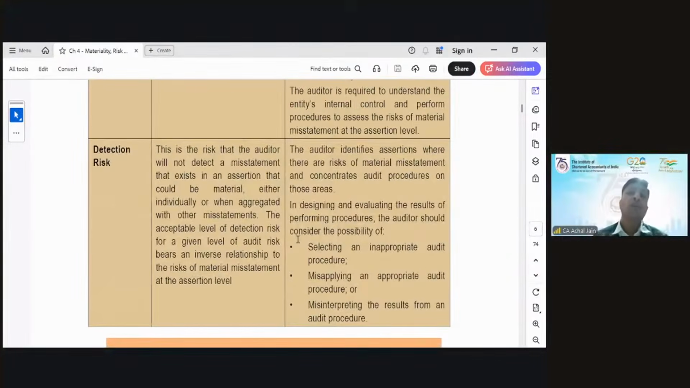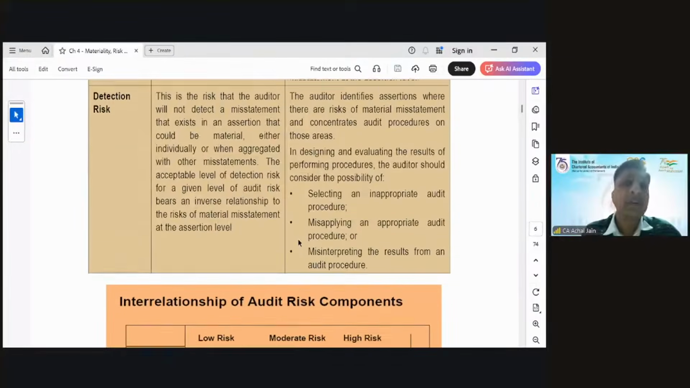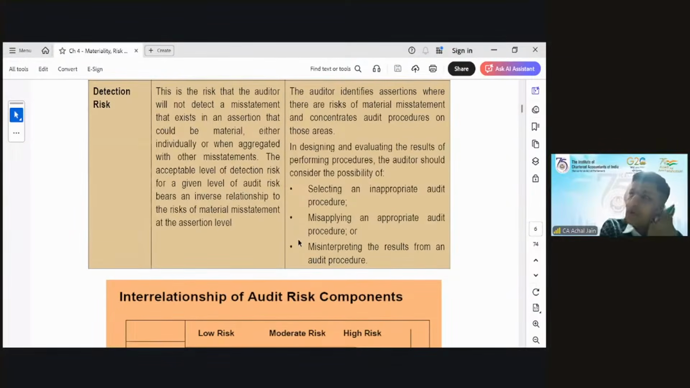So what should the auditor do? The auditor is required to understand the entity's internal control and perform procedures to address the risk of material misstatement. So we can say this is the second important consideration as far as audit risks are concerned. Understood? So we are now talking about audit risk. Now, moving on to the third category, detection risk.